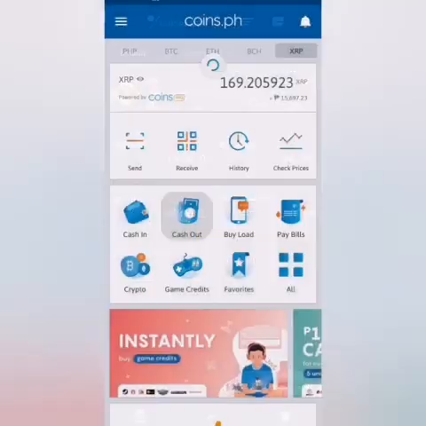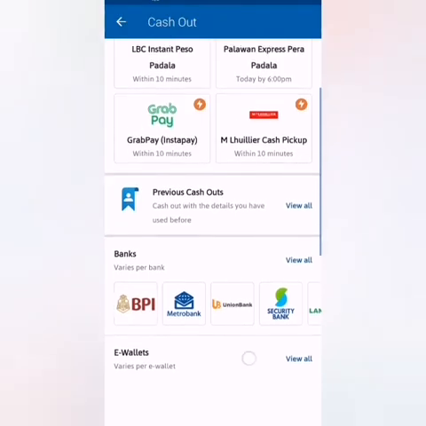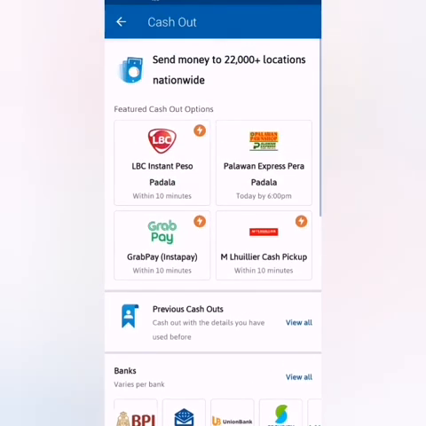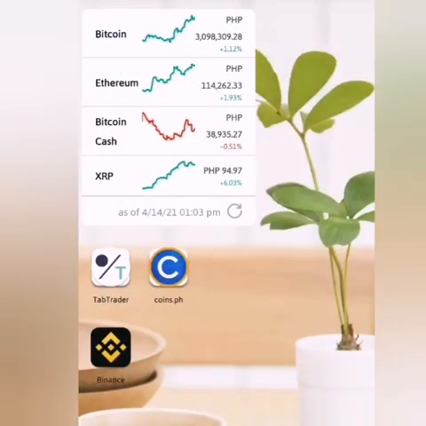So, cashing out is just the same. Ayan, you can cash out using these trading, and I hope may natutunan kayo sa akin. Always remember to, yun nga, do your own research, okay? Huwag kayong maniwala sa sinabi ko lang. So, you have to check reputable sources about Bitcoin news, about cryptocurrency news, and all that.